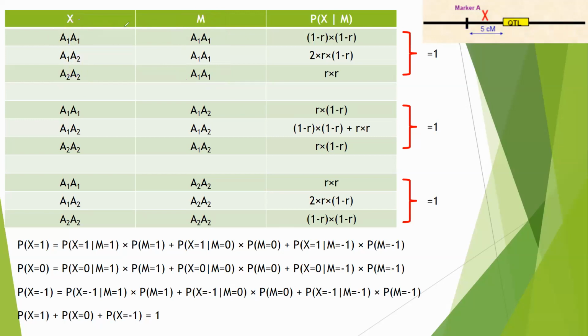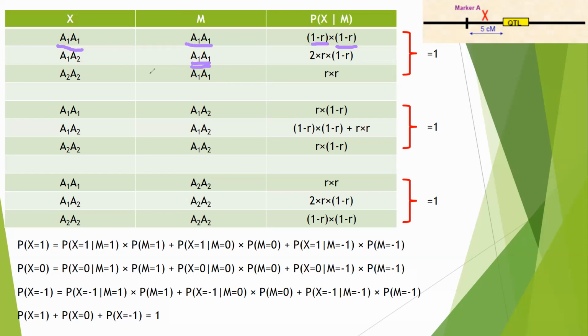Then what is the probability? Suppose the marker takes the first genotype, and the QTL also takes the first genotype, which means there's no recombination between them. Then the probability will be 1 minus this and 1 minus this. Does it make sense?